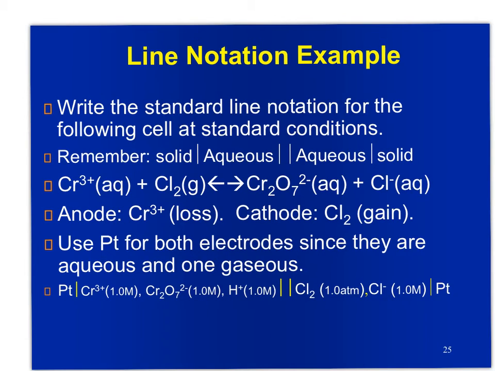So now we write this in the notation. We use platinum for both electrodes since they are aqueous and one is gaseous. So platinum, and then we do the Cr 3+ 1 molar, and we also have the Cr2O7 2- which is 1 molar, and the H+, which is not in there at all. It must be in an acidified solution to make this happen, which is 1 molar. I don't think you would know that unless I told you. Cl2 is at the cathode, and it's a 1-, and then Cl-, and again a platinum electrode.